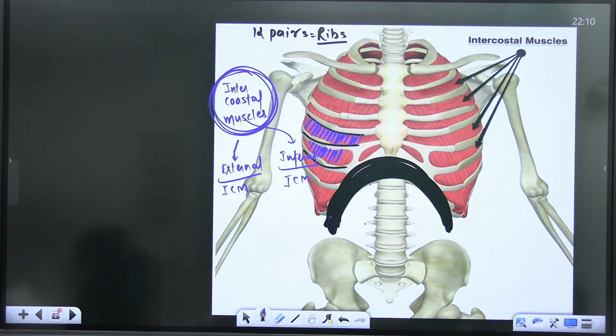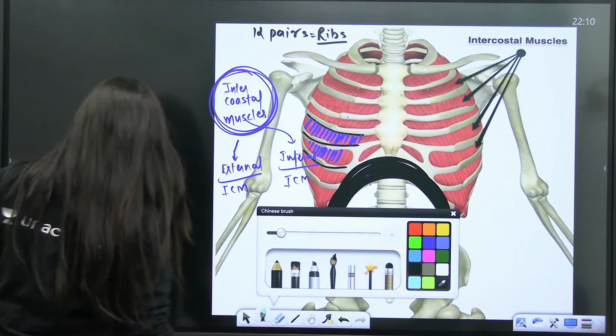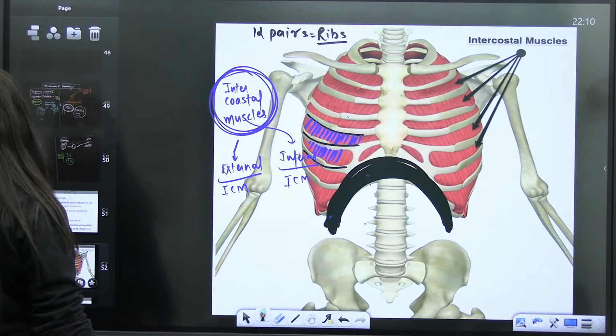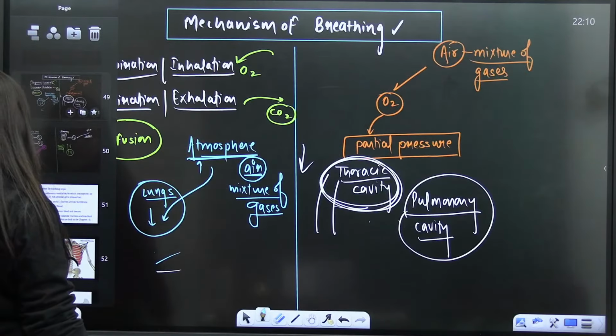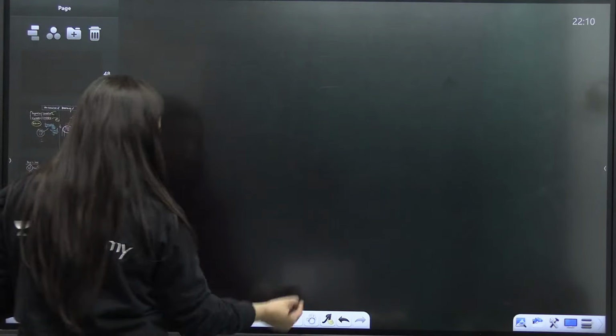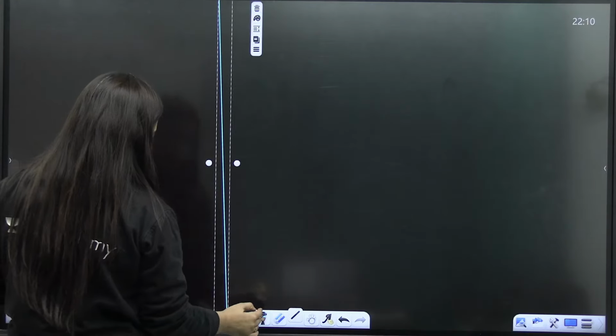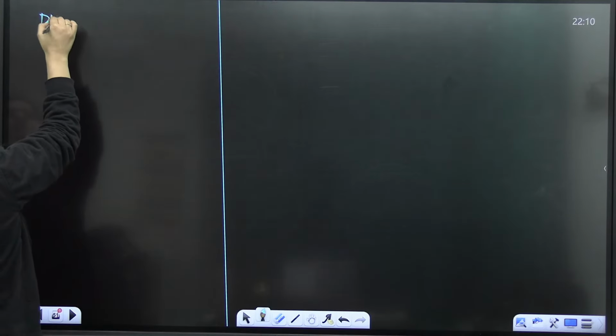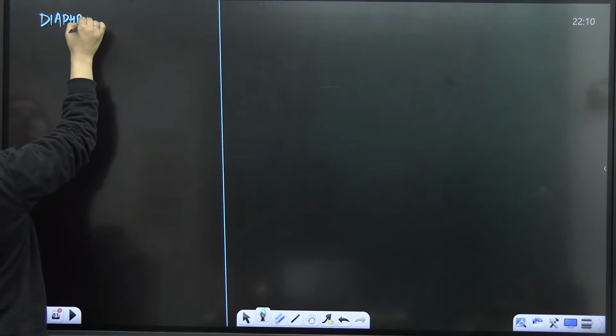Sure. So let's talk about these muscles. Firstly, let's talk about the diaphragm muscle. I have discussed all the basic points here. So now, yes, let's discuss the diaphragm muscles.